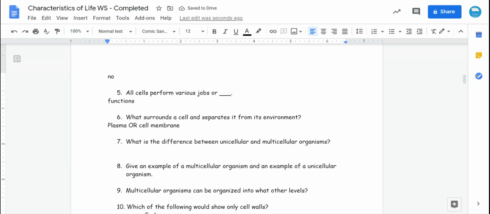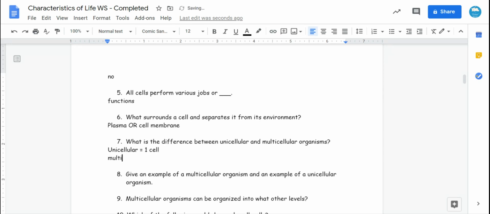Number 7, what is the difference between unicellular and multicellular organisms? Just look at the prefixes. Unicellular, if you're on a unicycle, you're riding something that has one wheel. So a unicellular organism has one cell. A multicellular organism, if you have something that is multicolored, there's more than one color there. So there's more than one cell for a multicellular organism.